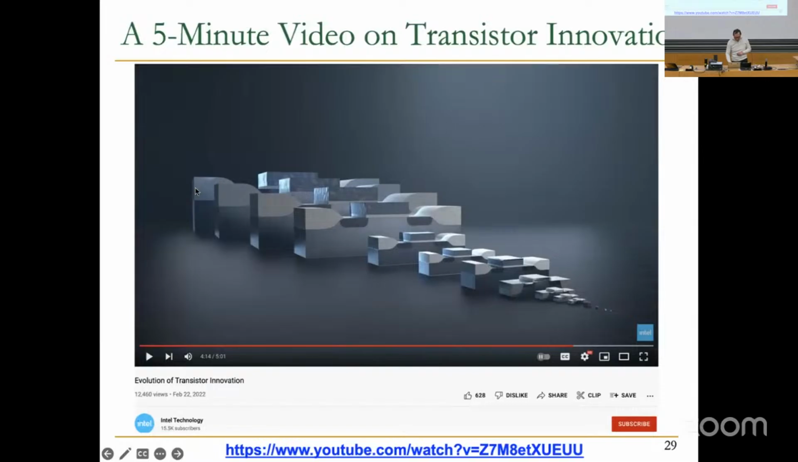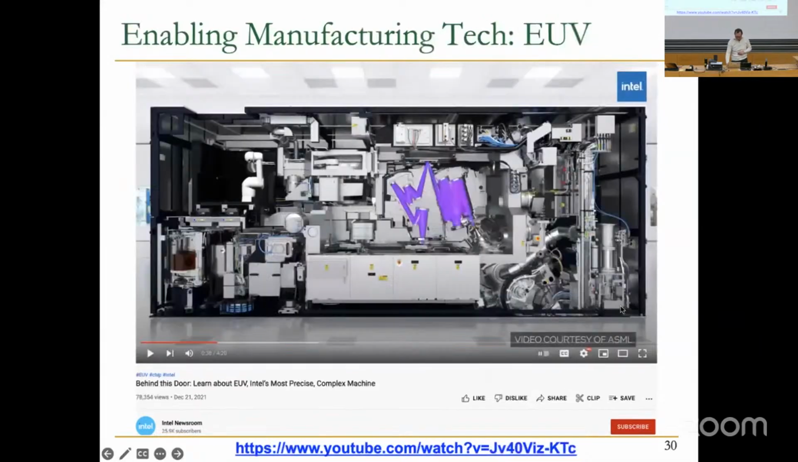This is the relative size of a transistor that was manufactured in 1971, I think. This is the first Intel. And this is the relative size of a transistor today. You cannot see it. Okay. And these are some of the machines that are used today to manufacture things.